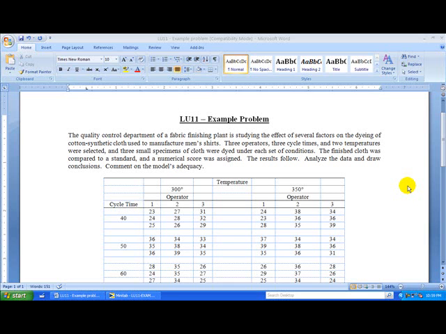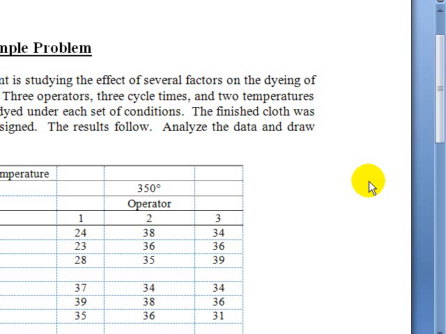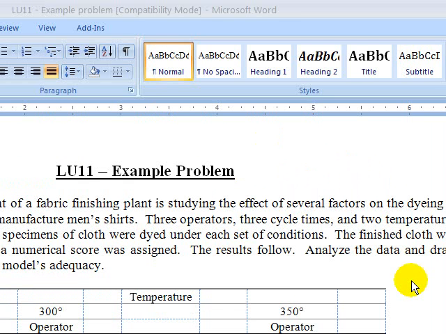Hi students, today we will study an ANOVA problem which has three factors. We studied many ANOVA problems before. We studied a single factor ANOVA problem. We studied two factors. Now it is time to look at the problems which have more than two factors.